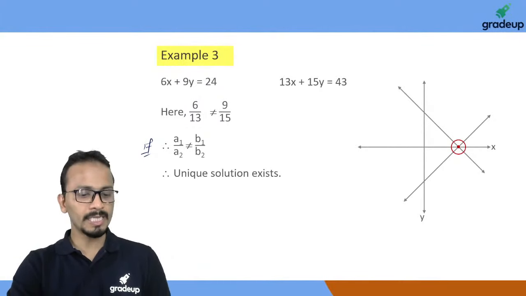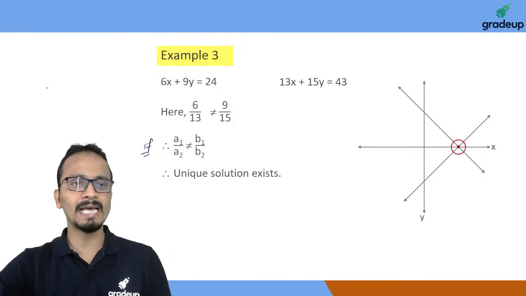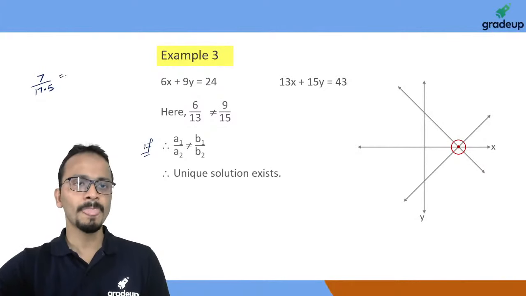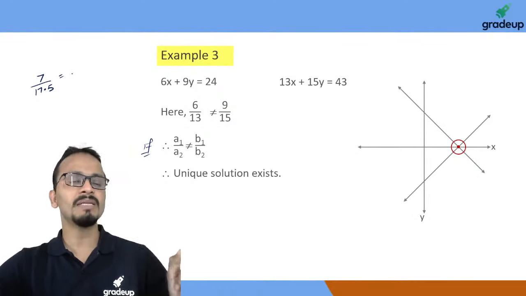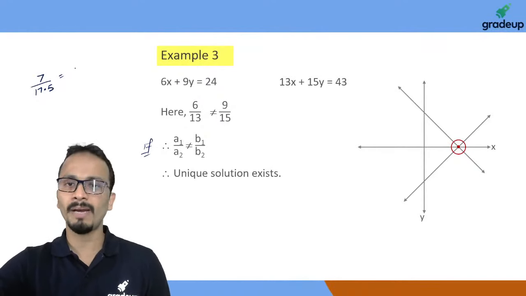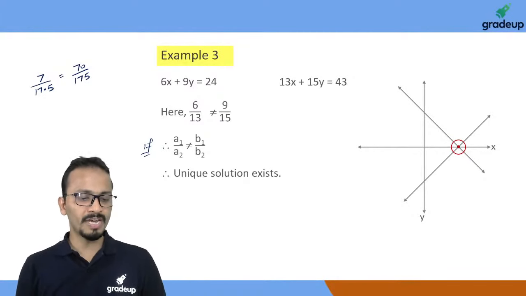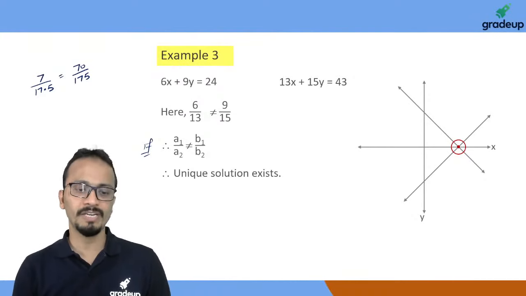All right. Nikita is asking why you took 70 upon 175. Nikita, in that example, it was 7 divided by 17.5. So 17.5 was in the denominator. To simplify this ratio, I have multiplied both numerator and denominator by 10. So 7 upon 17.5 can be written as 70 upon 175.